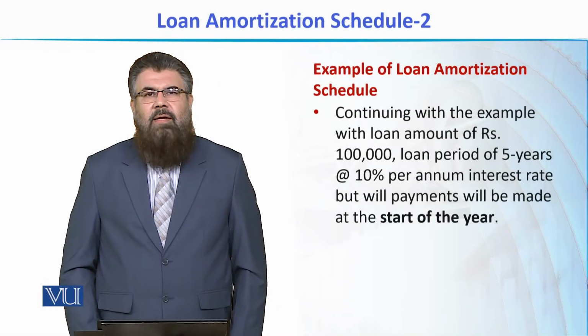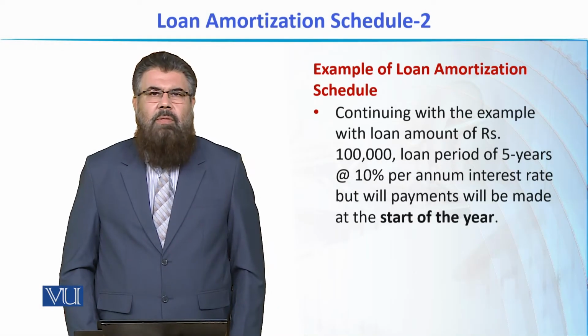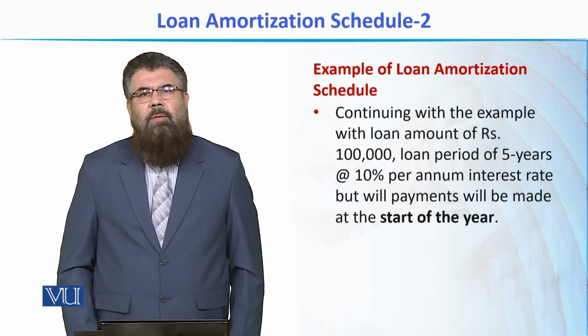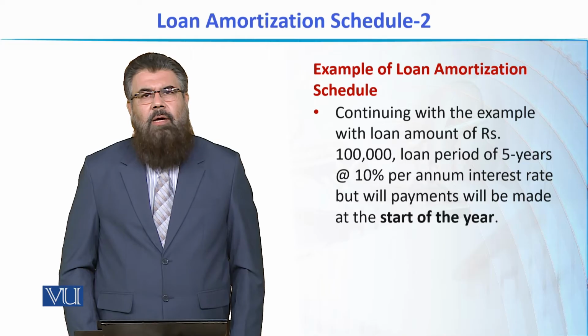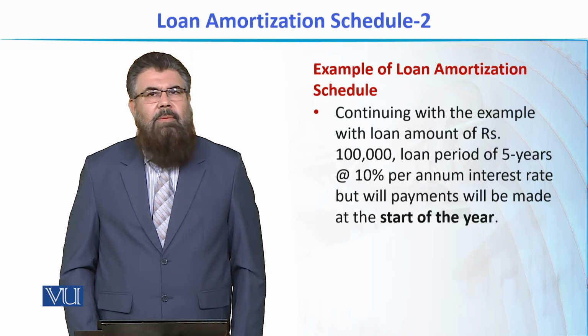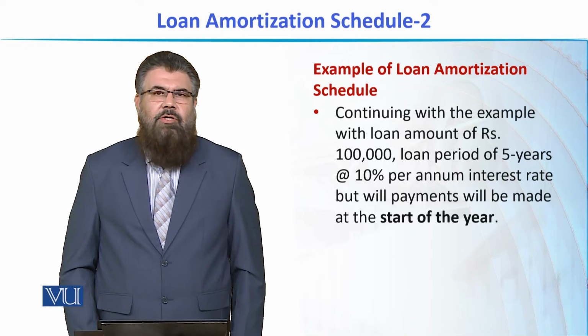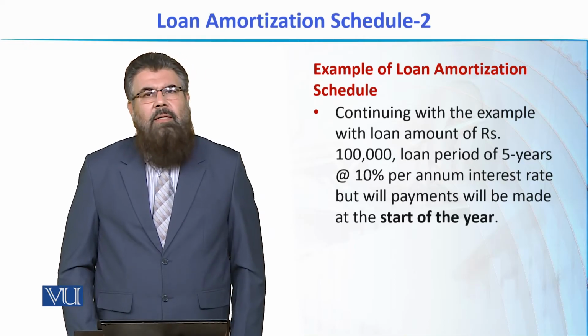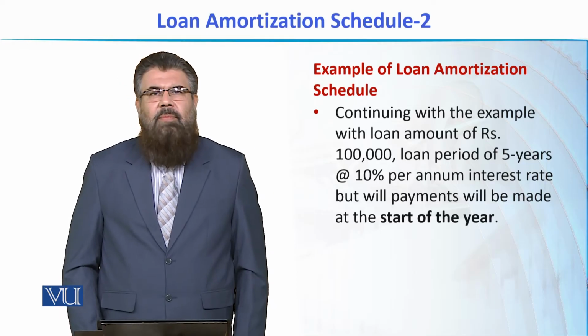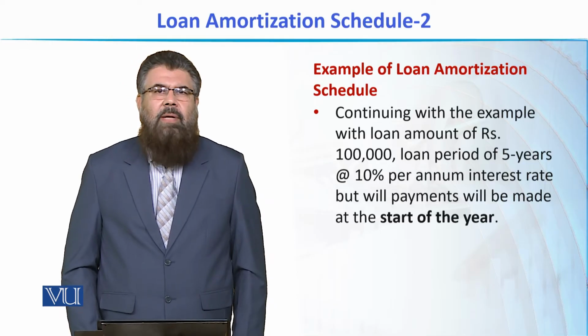We have discussed that if the installment amount in a loan is to be paid at the end of a year, then we apply the ordinary annuity formula in order to calculate the amount of installment and ultimately make a loan amortization schedule. But in many cases, it happens that the loan repayments are to be made at the beginning.